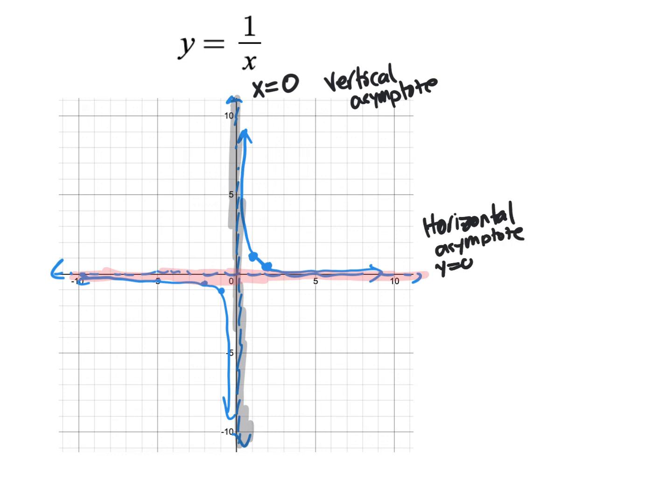And as you graph all of these rational functions, it's important not only that you graph 4 or more points, but also that you're graphing these imaginary asymptotes. And you're also hopefully labeling these asymptotes as well.